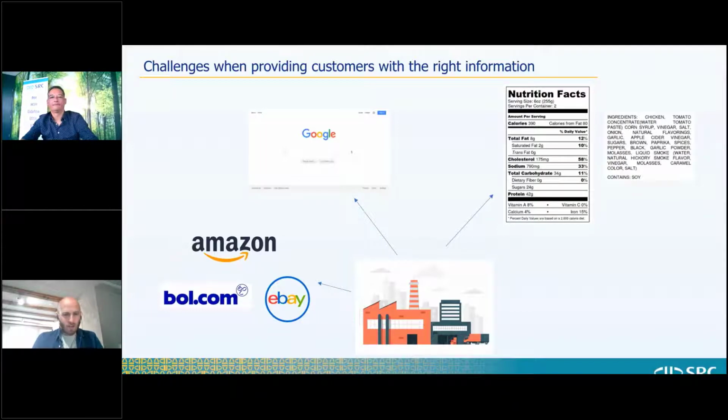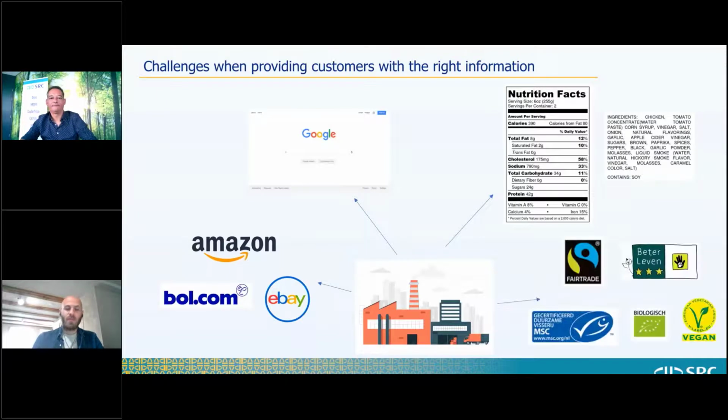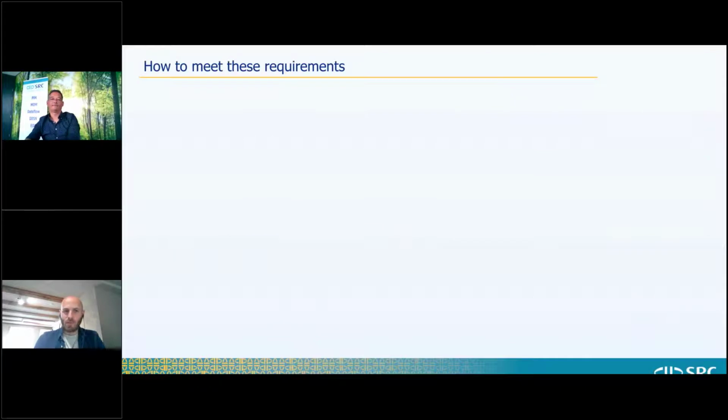And lastly, for example, if you're in the food market, quality labels. Is your product fair trade, vegan? Is it responsibly fished? And so on. The customer needs to know everything. So let's do a quick recap on the requirements that are asked of you.